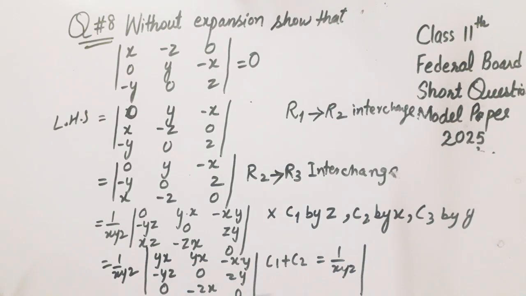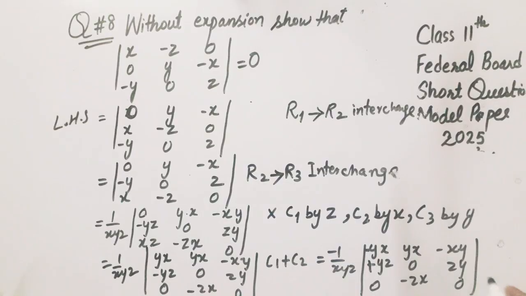In the next step you will take minus 1 as common from C1. So yx, yz, and minus yx, and 0, yx, 0, minus zx, minus xy, zy, and 0. If you see, C1 and C3 are identical. C1 is equal to C3, both are identical. This is minus yx, minus xy, yz, zy, 0 and 0.